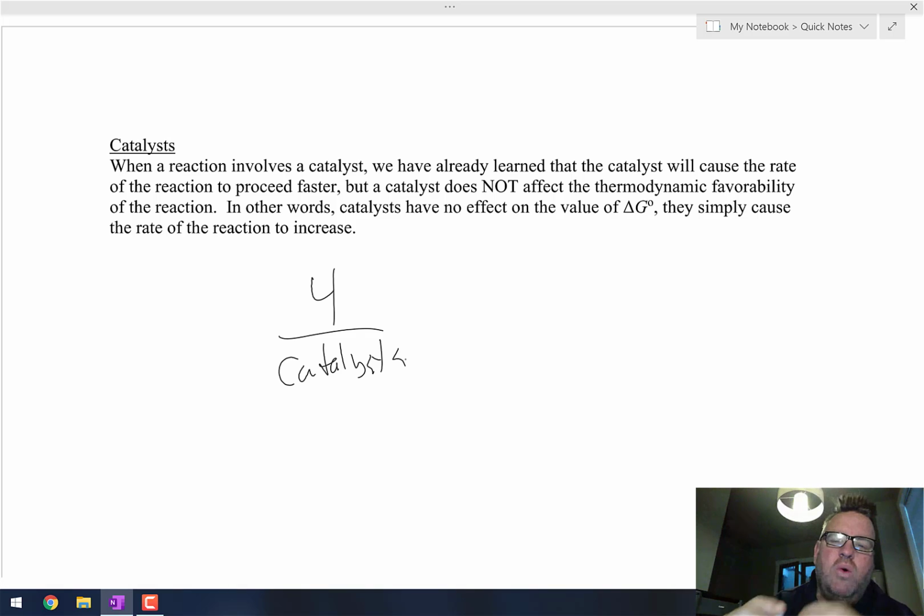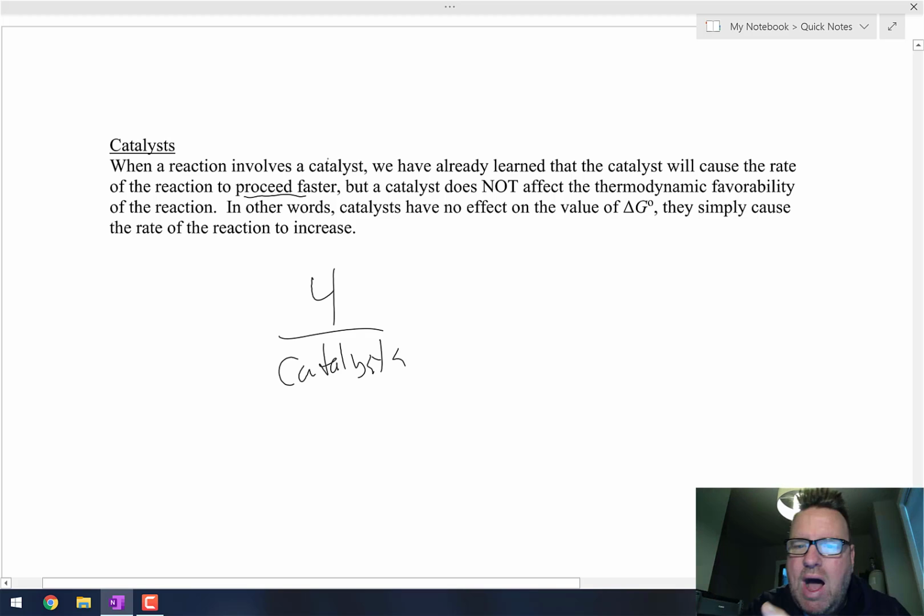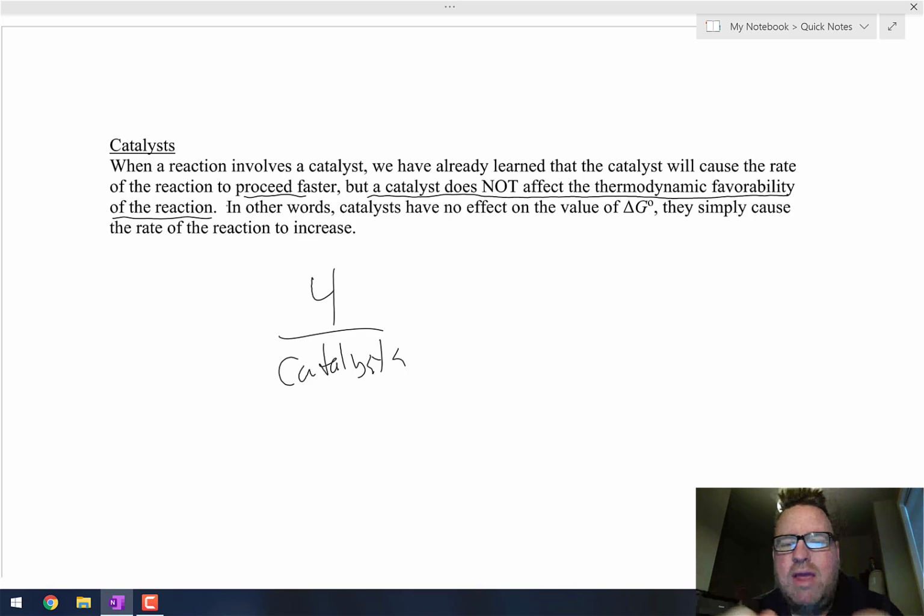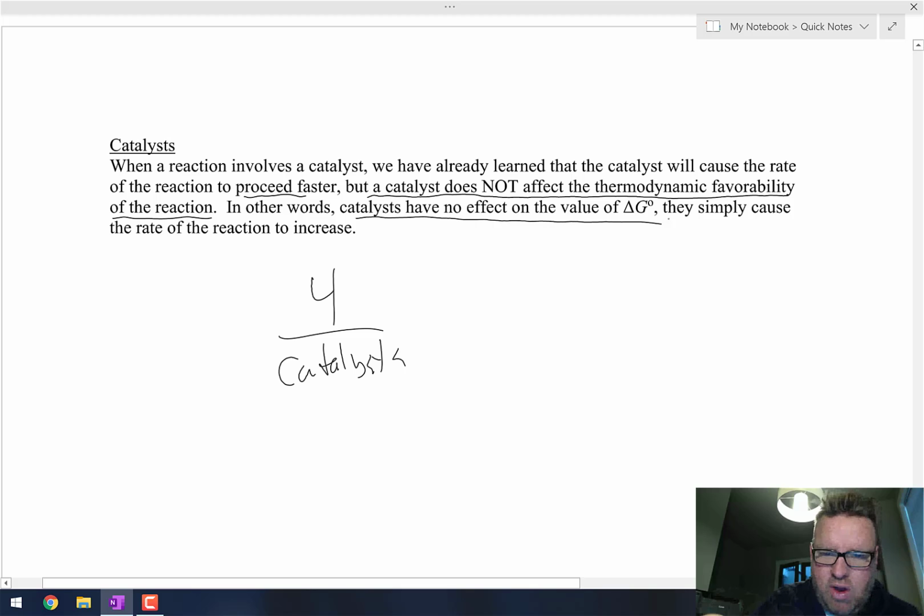So it will cause the reaction to proceed faster, but a catalyst does not affect the thermodynamic favorability of a reaction. Which means that making a reaction go faster is great, but that does not make it more thermodynamically favorable or less thermodynamically favorable. Catalysts have no effect on the value of delta G. They simply cause the rate of the reaction to increase.